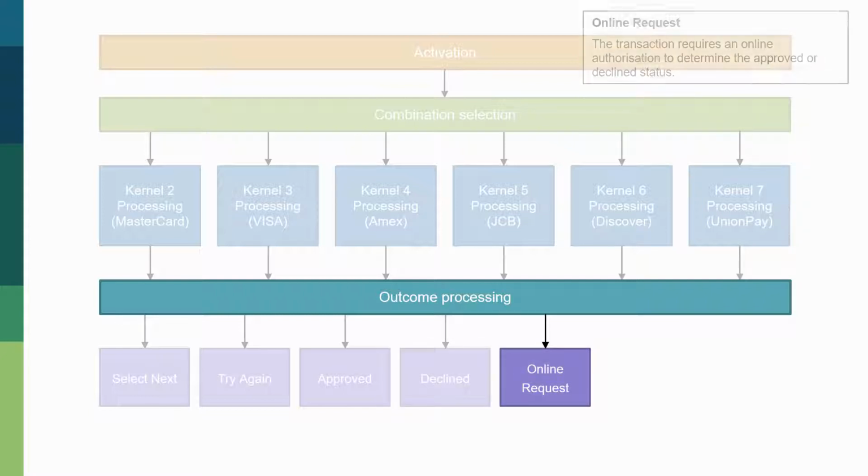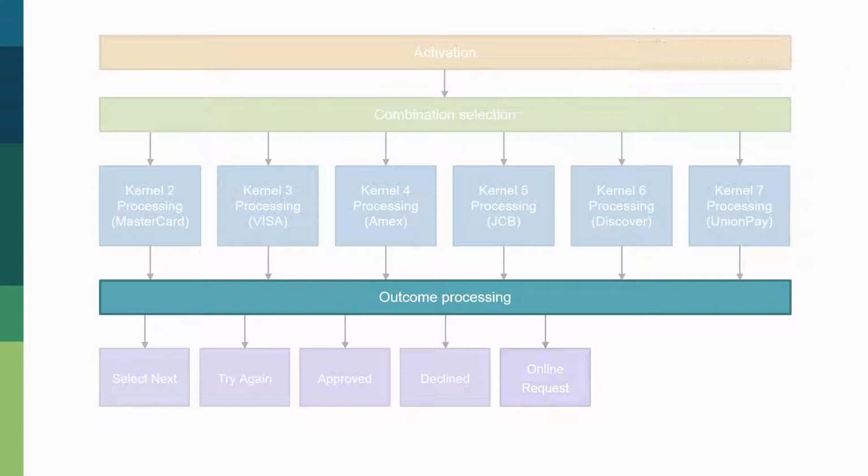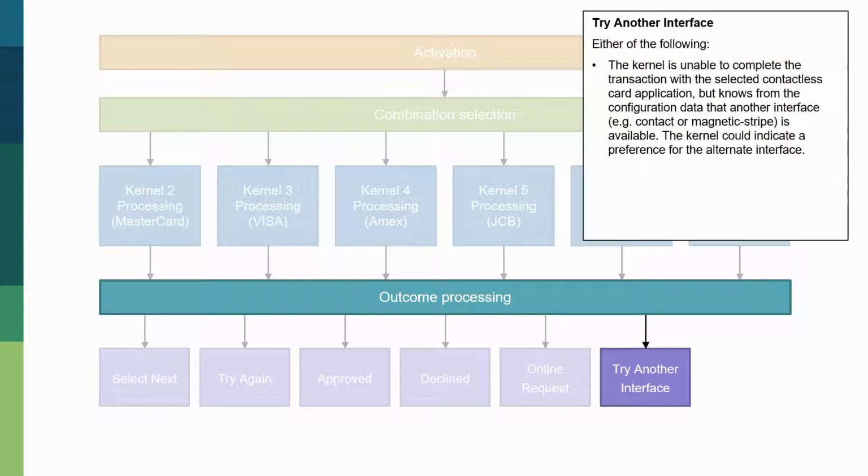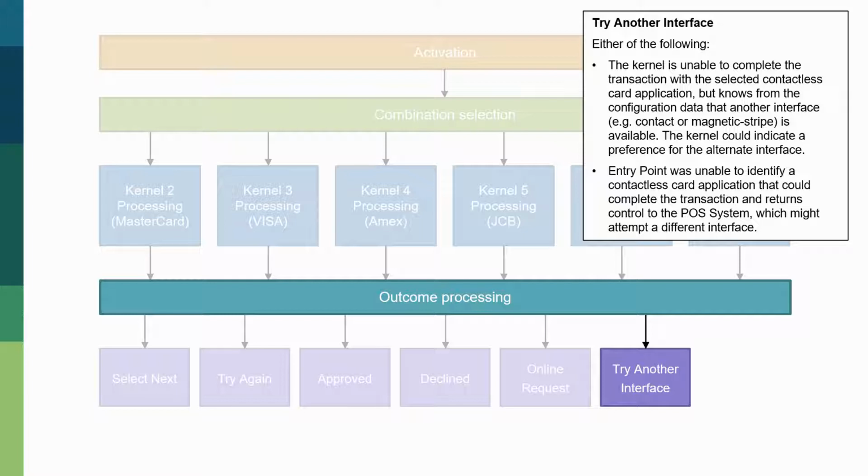The next one is online request. The terminal requires an online authorization to determine the approved or declined status. The next one is try another interface. Either the kernel is unable to complete the transaction with the selected contactless card application, but knows from the configuration data that another interface, for example, Contact or MagStripe, is available. The kernel could indicate a preference for an alternate interface. Or the reader was unable to identify a contactless card application that could complete the transaction, and returns control to the POS system, which might attempt a different interface.